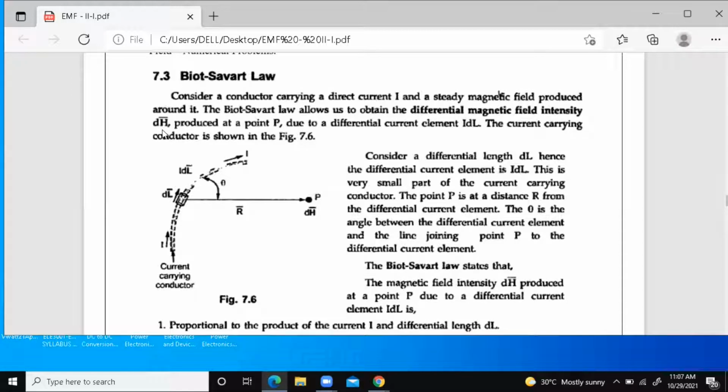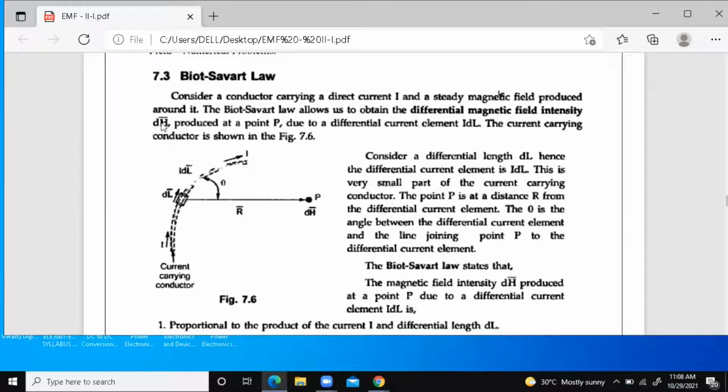What was the differential electric field intensity when we studied Coulomb's law? dE, sir. dE equals Q over 4 pi epsilon naught. Right. So dH is now the equivalent of dE in the magnetic field.